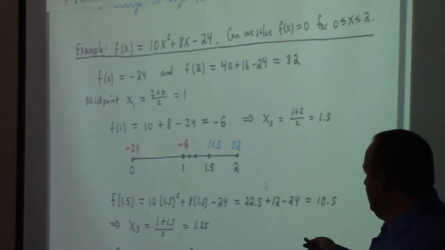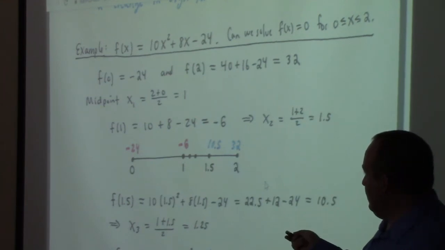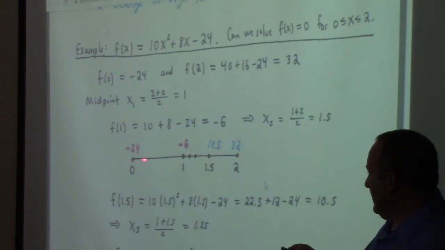So I then look at the midpoint between 0 and 2, which is 1. I calculate f of 1. f of 1 is minus 6. So I don't know for sure that anything interesting happens between 0 and 1, but I do know something has to happen between 1 and 2. There has to be a 0 for the function somewhere between 1 and 2, because there's a sign flip from minus 6 to 32.